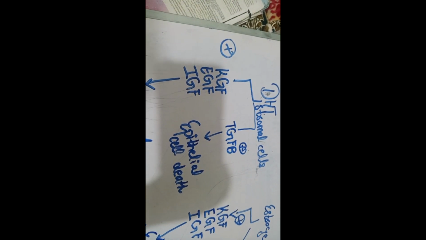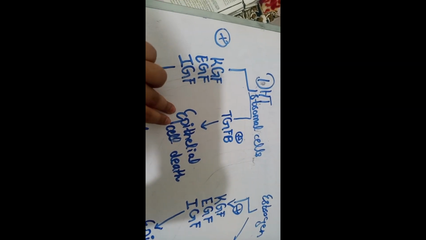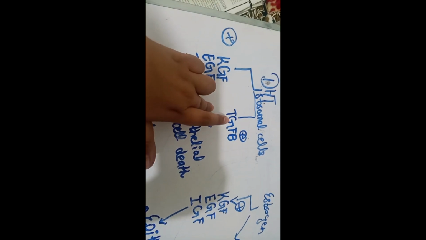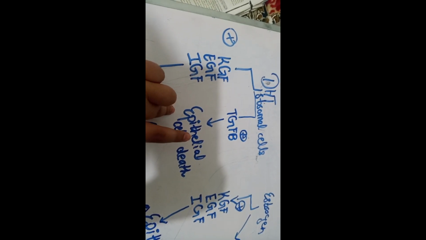So it means when we have more and more dihydrotestosterone, obviously the growth will be there, but there is some epithelial cell death also. The growth factors are more, and TGF beta is comparatively less, but there is some epithelial cell death in case of DHT.